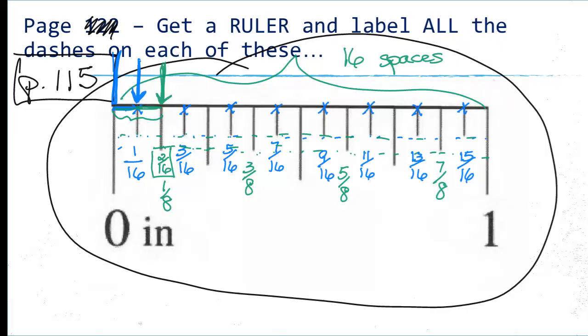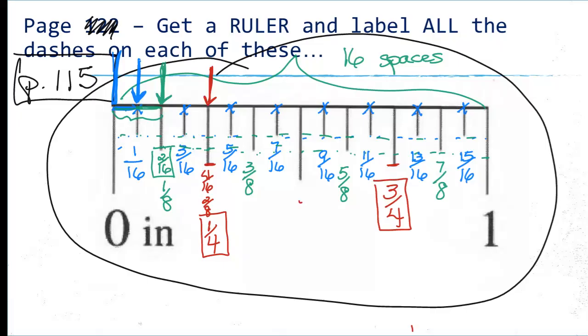Okay. And finally, well, maybe not finally, we get to this measurement right here. It would be 4/16, but that simplifies to 2/8, which simplifies to 1/4. So everything that has that length is a 4th. So this is 1/4. 2/4 would be right in the middle, which is 1/2, and 3/4 is going to be right there.